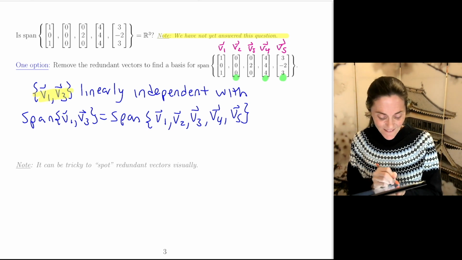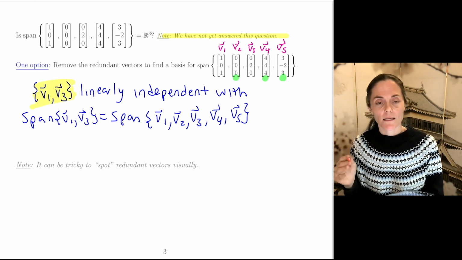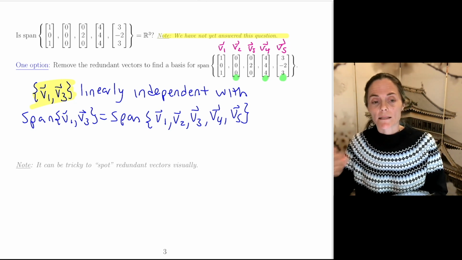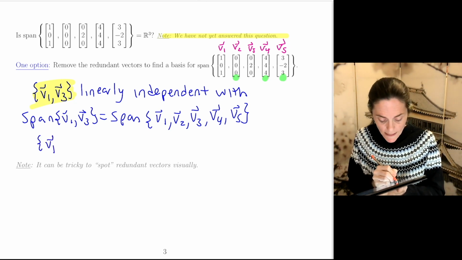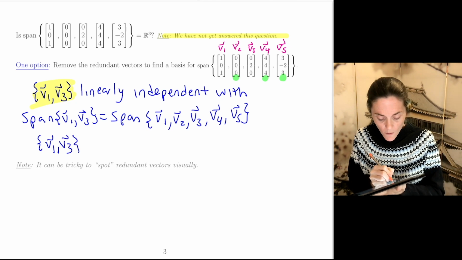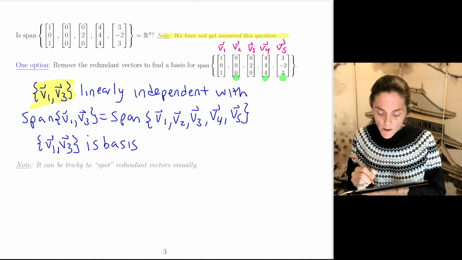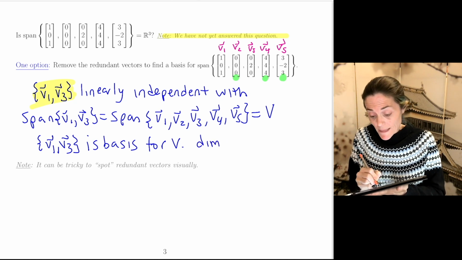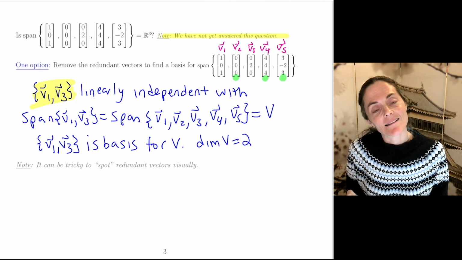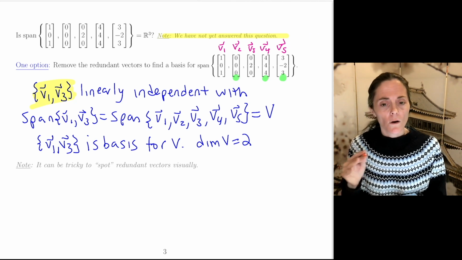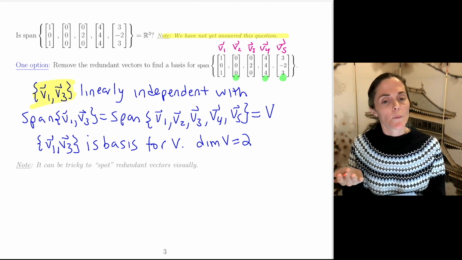But you see, we have a linearly independent collection and it spans. Therefore, this is a basis. So that means this collection V1, V3 will be a basis for, let's call this V. And so the dimension of V is 2. 2 elements in a basis. That's the definition of dimension. Okay, we have a 2-dimensional subspace.